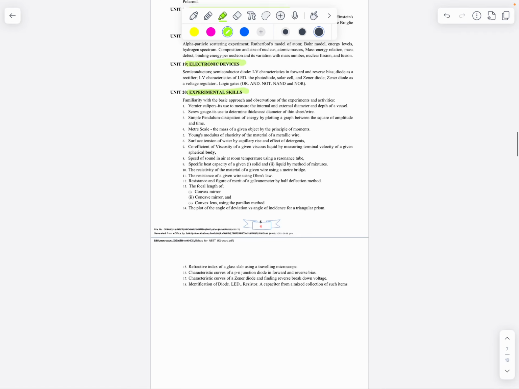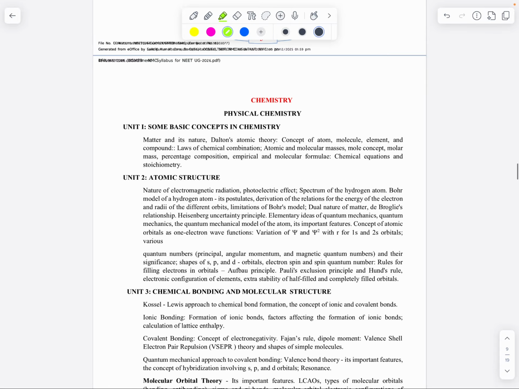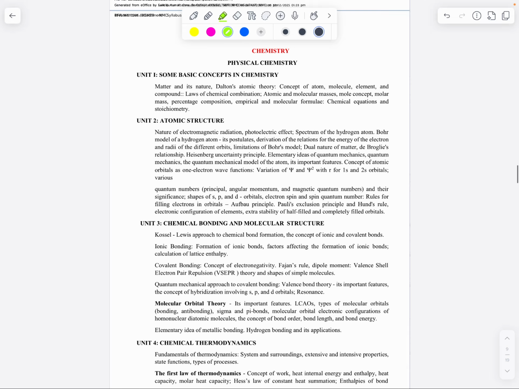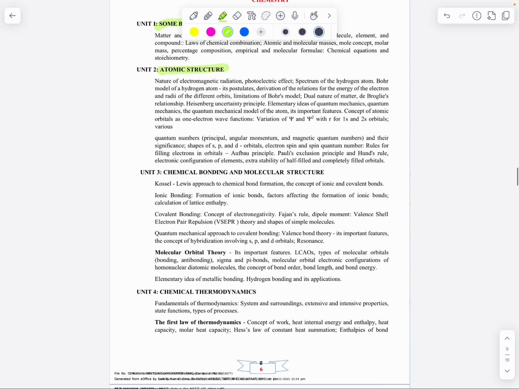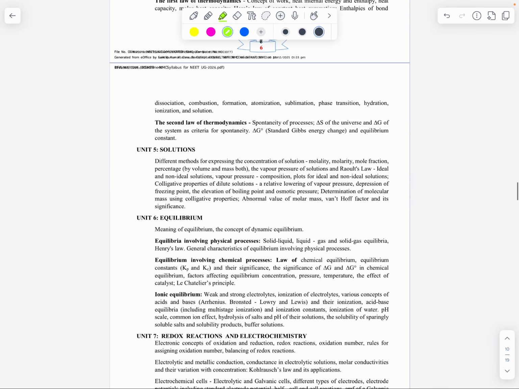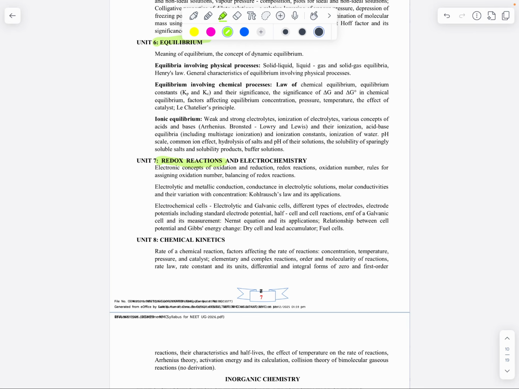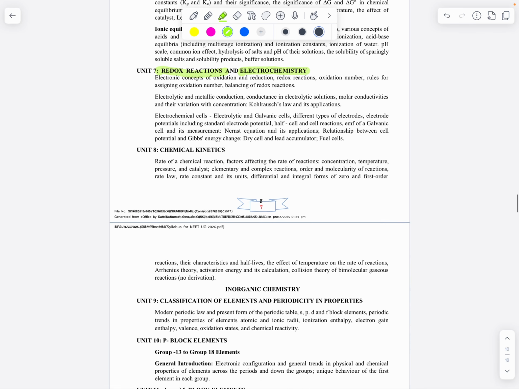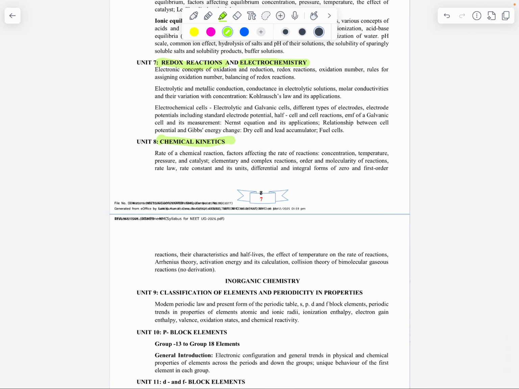Now let's move on to the chemistry part. The first is physical chemistry. The chapters are some basic concepts of chemistry, atomic structure, chemical bonding and molecular structure, chemical thermodynamics, solutions, equilibrium, redox reactions and electrochemistry, chemical kinetics.